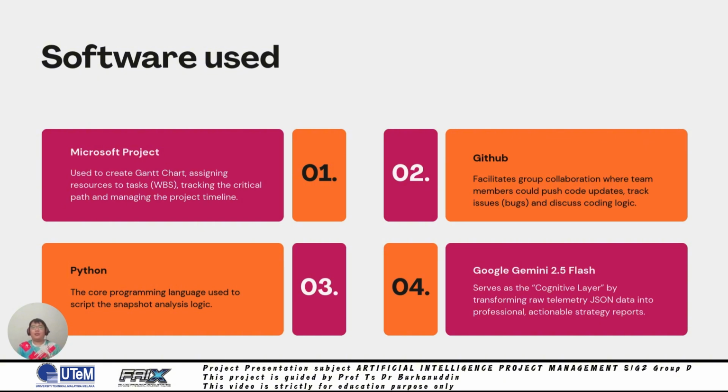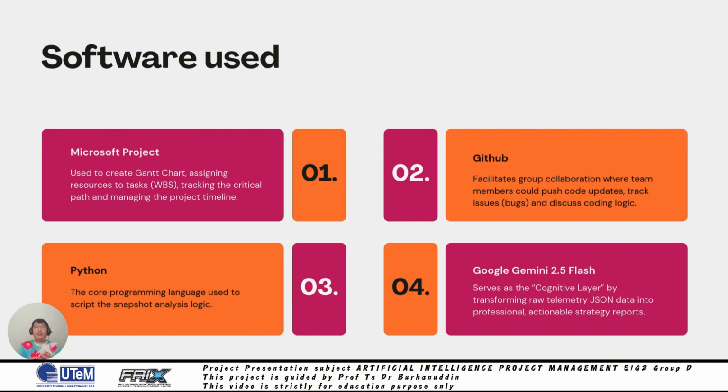Second is GitHub. It is used to facilitate group collaboration where team members can push code updates, track issues, and discuss coding logic. We can also find the latest version of the code on GitHub without having to keep asking, which avoids communication problems.